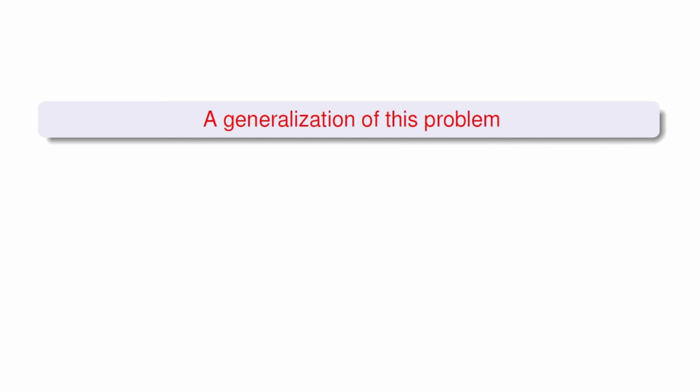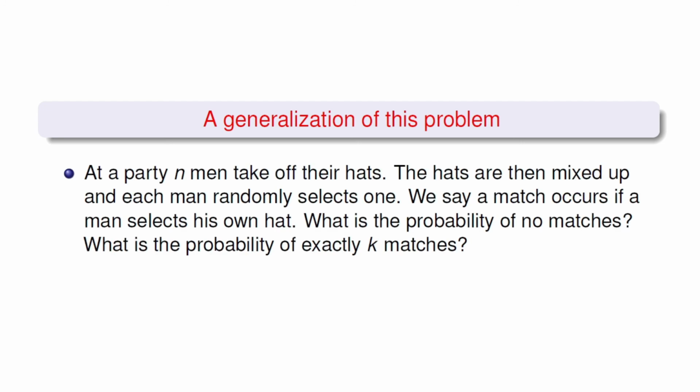All right, very good. Now let's consider a generalization of this problem and see if you can solve this. At a party, n men take off their hats. The hats are then mixed up, and each man randomly selects one. We say a match occurs if a man selects his own hat. What is the probability of no matches? What is the probability of exactly k matches? Can you solve this generalization of the problem?